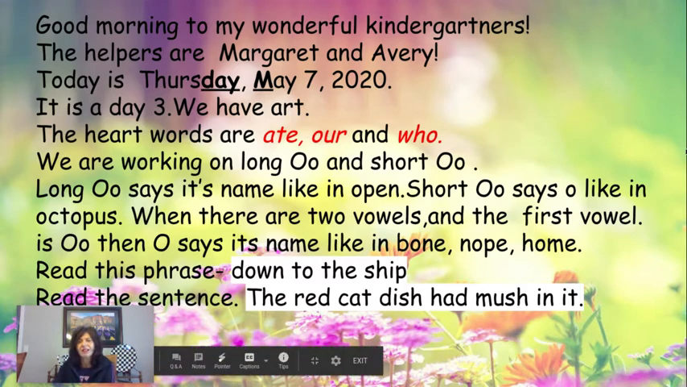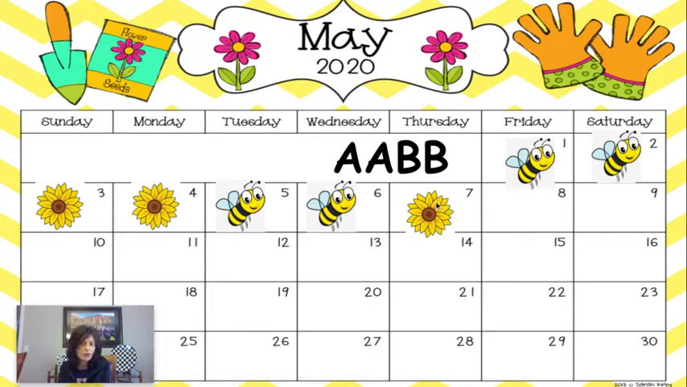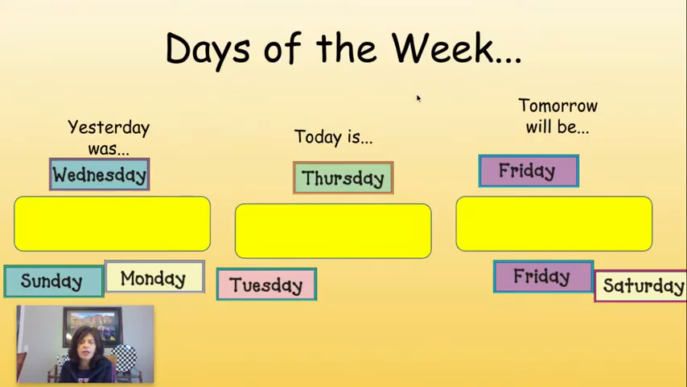Good job. All right, moving on to our calendar, boys and girls. Today is Thursday, May 7th, 2020, and we have an AABB pattern. So our pattern picture today is a flower because the flower represents B. A, B, B, A, B, and tomorrow will be B. Okay. Today is Thursday, May 7th, 2020. Tomorrow will be Friday, May 8th, 2020. Yesterday was Wednesday, May 6th, 2020.